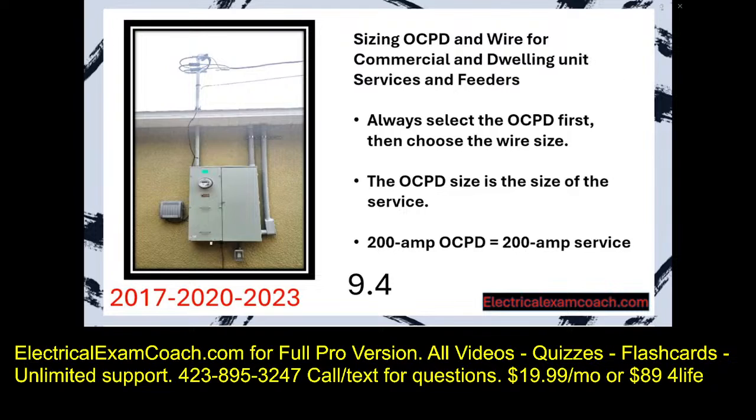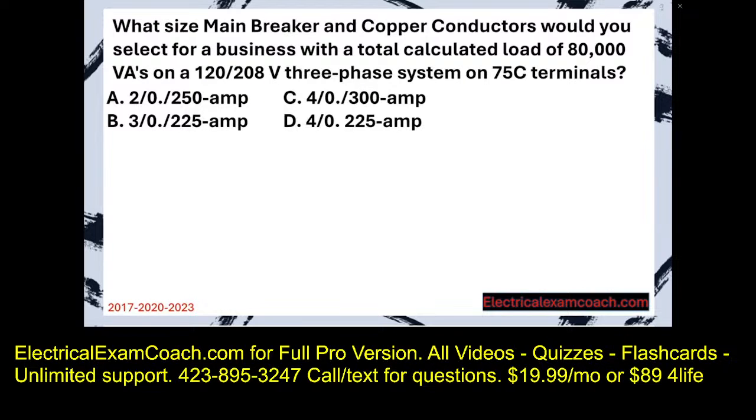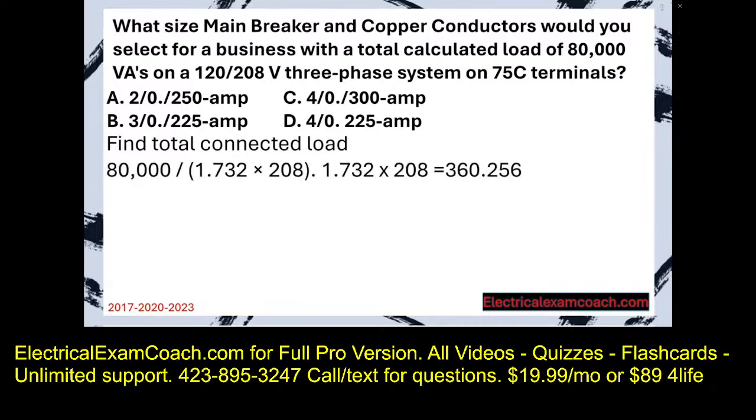Let's get to it. What size main breaker and copper conductors would you select for a business with a total calculated load of 80,000 VA on a 120/208 three-phase system on 75 degree C terminals? Step 1, find our total connected load. In this case, they've already given us the 80,000 VA, but we have to do that little bit of pre-work first on all of our three-phase calculations like we learned before.